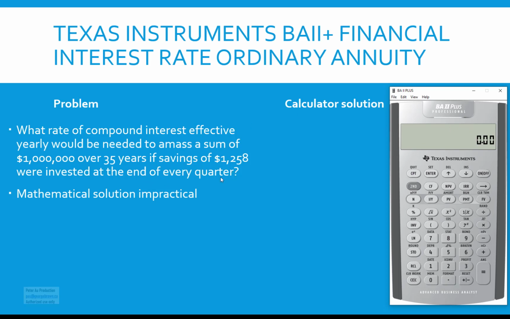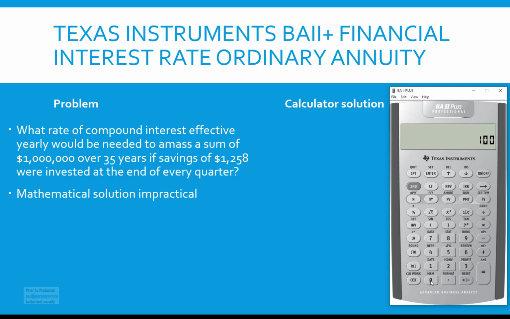The payments are made at the end of every quarter for 35 years. So 4 times a year times 35 years, press N. Since you're looking for the interest rate, this would be the last button that you would press. The present value would be 0. 0 PV. The payments are $1,258 every quarter. 1258. We make this a negative since it is money going out. Press PMT.